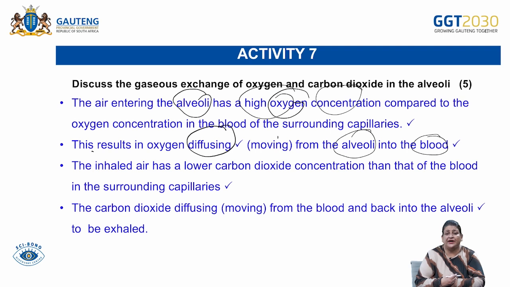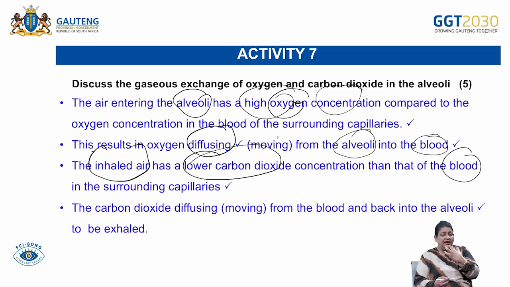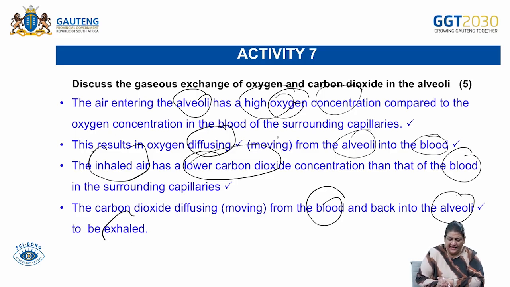You have to practice how to write this. The inhaled air has lower carbon dioxide compared to the blood, because when we inhale air, we don't inhale a lot of carbon dioxide. It's only 0.04%. The inhaled air has more oxygen and less CO2. So obviously the oxygen will move from a high concentration in the lung to the blood. But the blood coming to the lung has a high concentration of CO2, so the carbon dioxide will definitely diffuse from the blood to the alveolus to be exhaled.